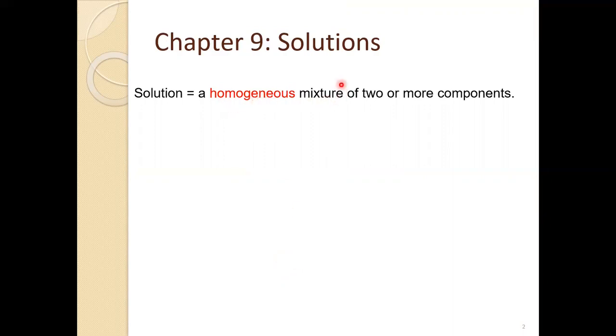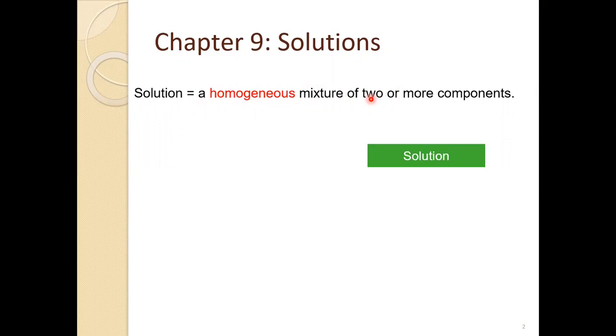Homogeneous mixture was a mixture, if you recall from our discussion very early on in the semester about the classification of matter as being either a pure substance or a mixture of some type. A mixture is a physical combination of two or more components. And a homogeneous mixture, therefore a solution, is one in which the composition of that mixture is uniform throughout.